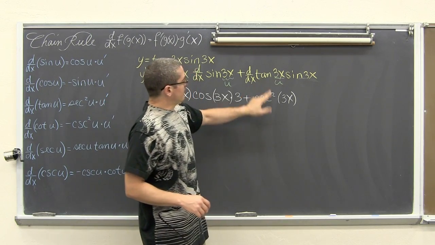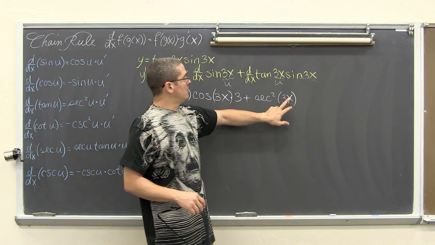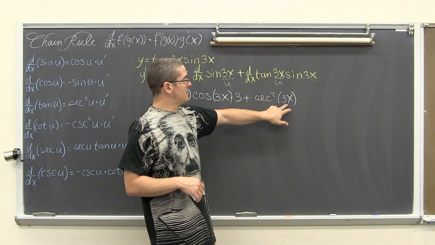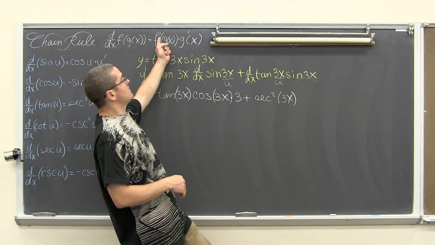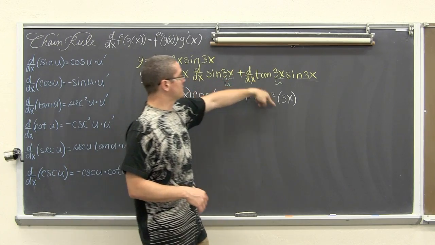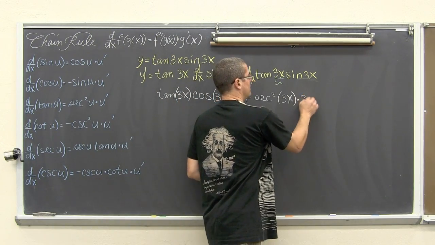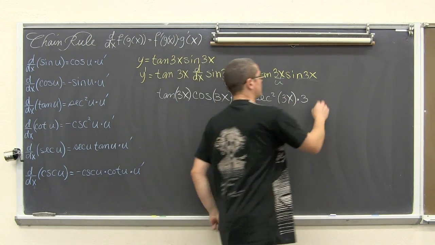Now, okay, so anyway, derivative of tangent is secant squared of 3x. Now, that's again the derivative of the outside function. Now we need to do the derivative of 3x, which is equal to 3 times the sine of 3x.